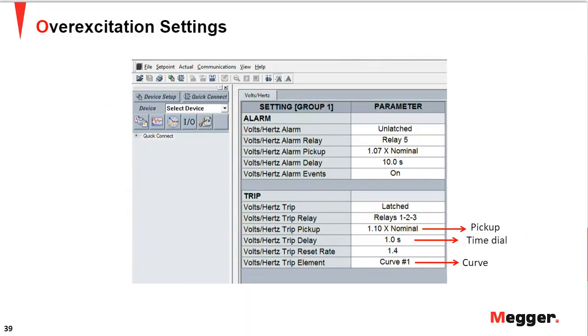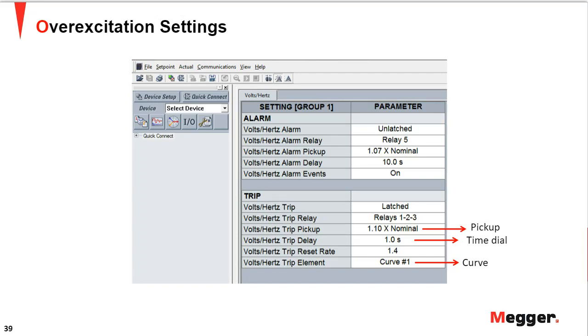Next is the overexcitation settings. Here is another example, a relay where you have the first level of volts per hertz setting as an alarm and the second level as the trip. You may not see a similar type of setup everywhere. You could just have a level 1 and a level 2. It's up to how you would use that for your protection. So in this case, level 1 is alarm, level 2 is trip.